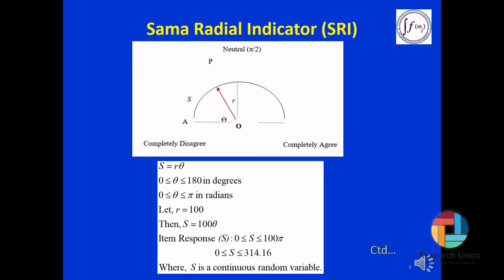Sama radial indicator, or SRI, is developed using the properties of a circle. In this measurement scale, there are 3 anchors: completely disagree, completely agree, and neutral. You can consider this as the speedometer of a vehicle. It moves from completely disagree to completely agree through the neutral midpoint.